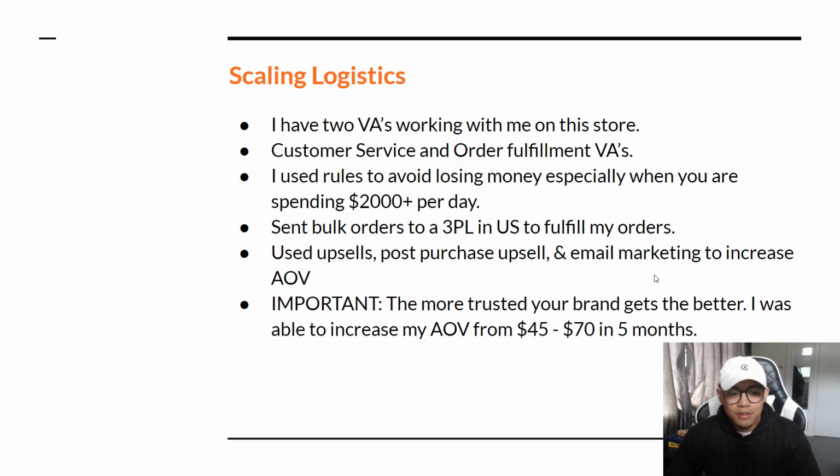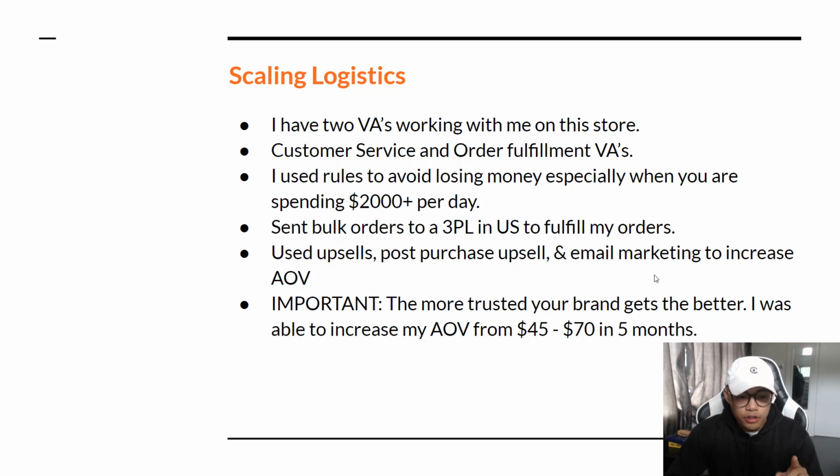Now, I was able to increase my average order value from $45 to $70 in 5 months. And the reason for that is because I was feeding my pixel high quality data. I was getting a lot of engagements in my videos and my posts, and people can see that, my potential customers can see that, and they know that they can trust my brand and my product. And over time, basically every month I would bump up the price by $5, introducing shipping even, until I was able to increase my average order value up to $70.